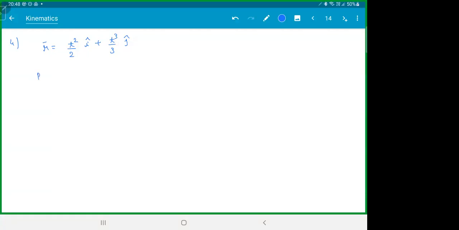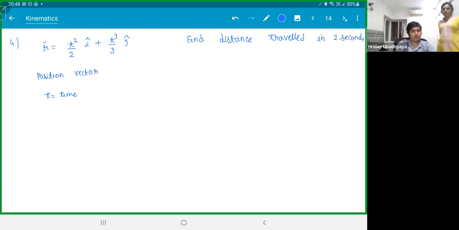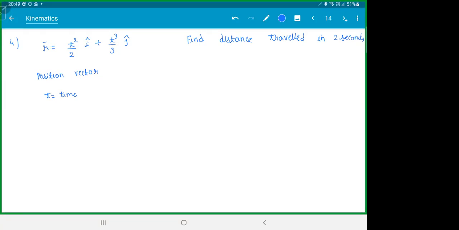So this is your position vector r bar. t is equal to time. Find the distance traveled in 2 seconds. And I told you last time, whenever you hear the word distance, have some fear. It's a trap. Let's give it a try. r bar is a position vector, which depends on t square by 2 i cap plus t cube by 3 j cap. So we are combining vectors, calculus, and kinematics.